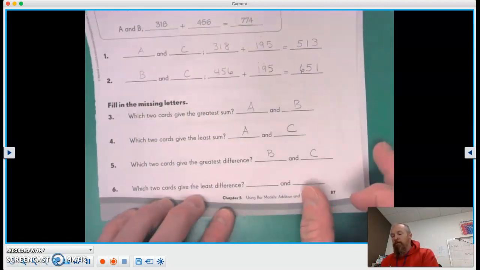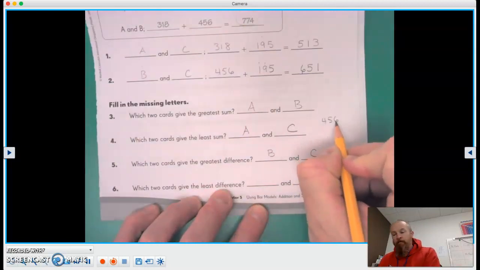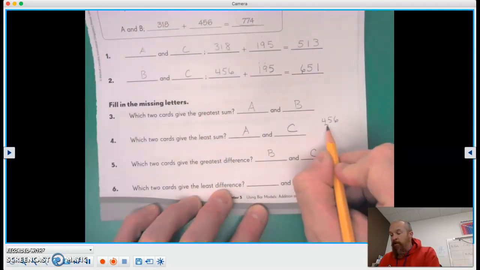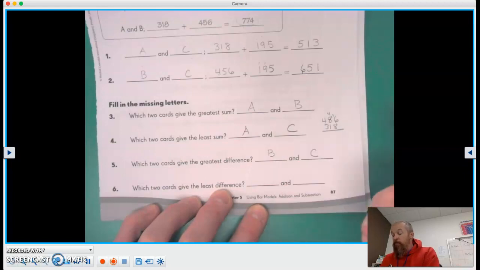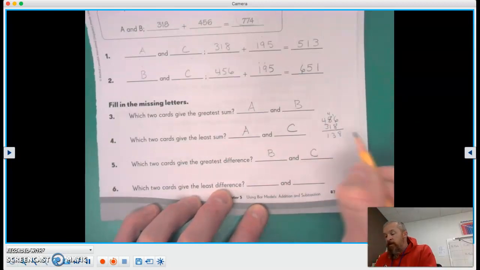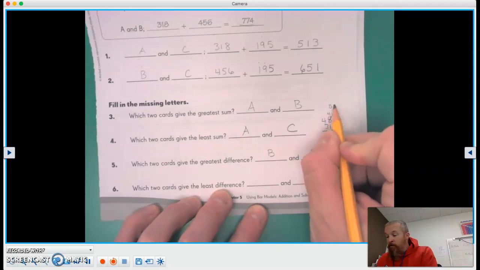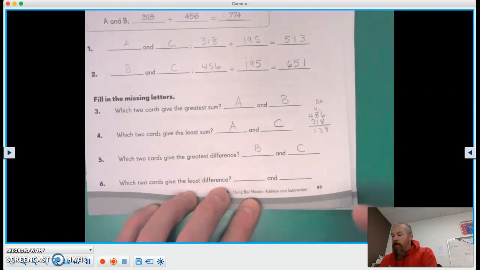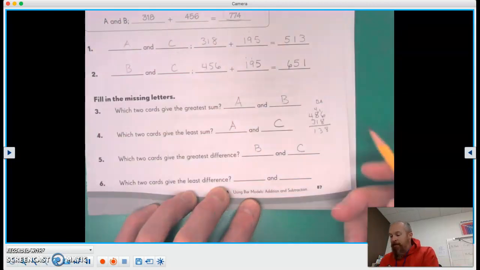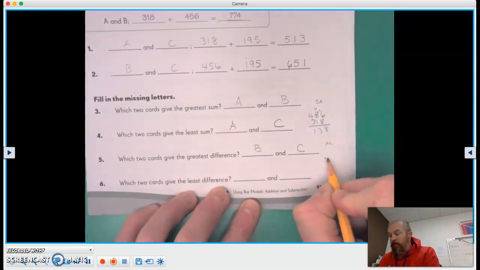So let's do a little bit of math here. Let's take our 456, and let's take away 318. We have to borrow, so go next door, and there's 8. 4 minus 1 is 3, so 138. This is if we did B and A. So I'm going to put BA there. And the other choice was AC.